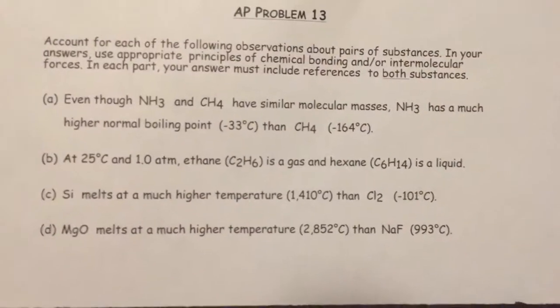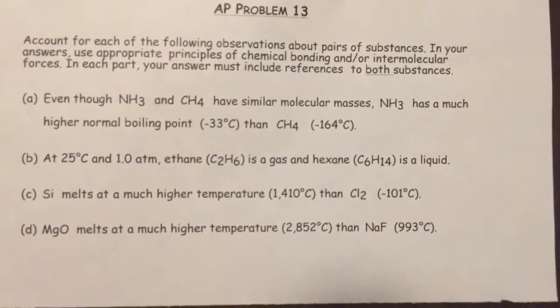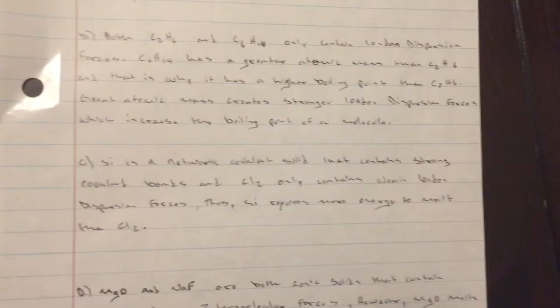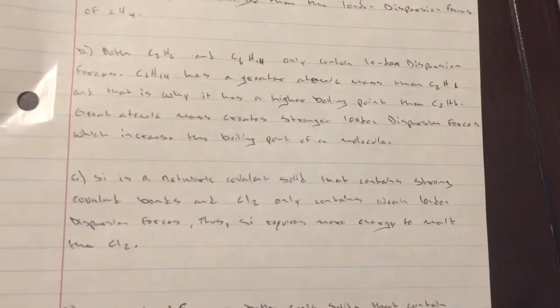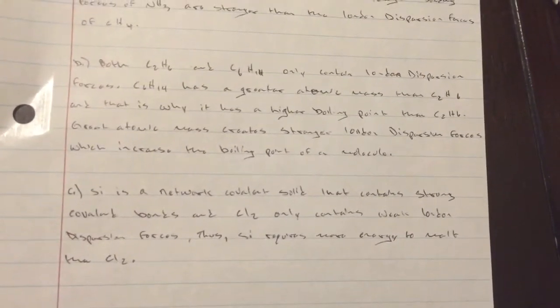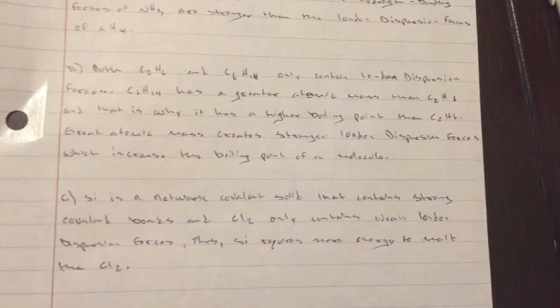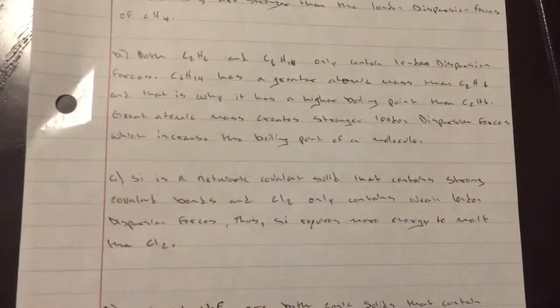Part C says, Si melts at a much higher temperature than CO2. And that is because Si is a network covalent solid that contains strong covalent bonds, and CO2 only contains weak London dispersion forces. Thus, Si requires more energy to melt than CO2.